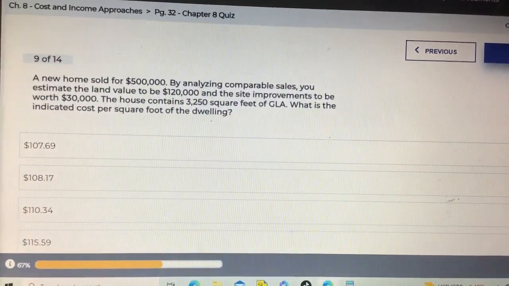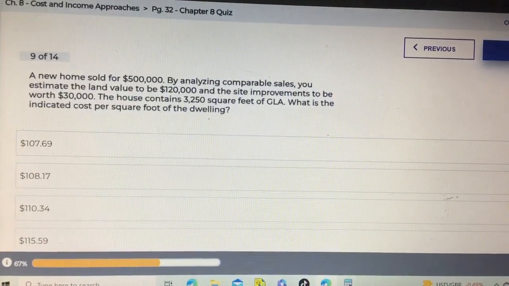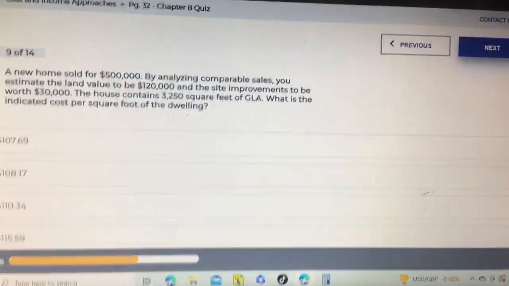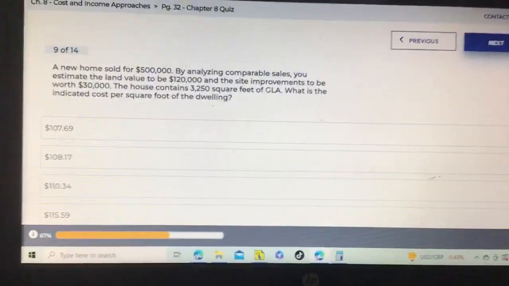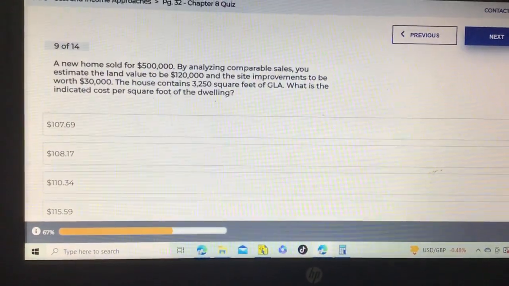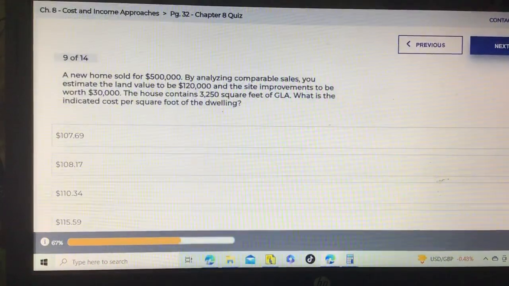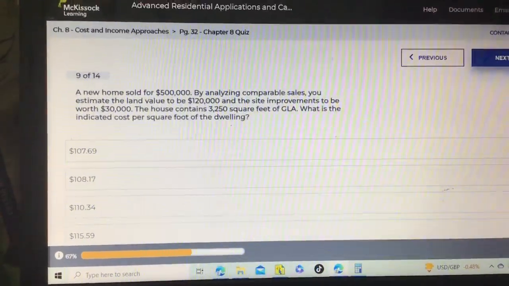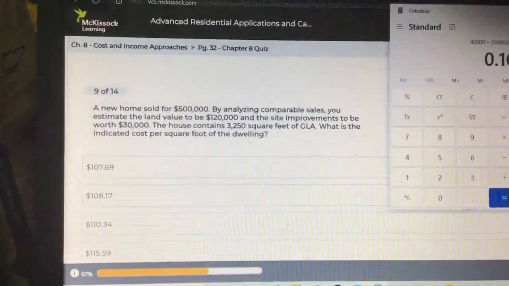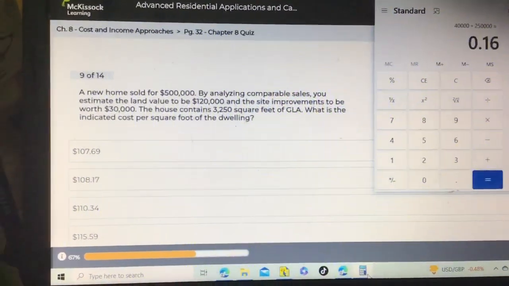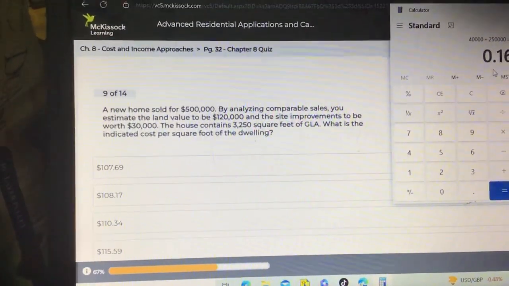We're looking for the indicated cost per square foot. So I think this is similar to what we just did, like the first math question we had to do. Instead of phase 3 and phase 4, we just go straight to dividing by the square footage at the end to get the cost per square foot. So let's redo that one.